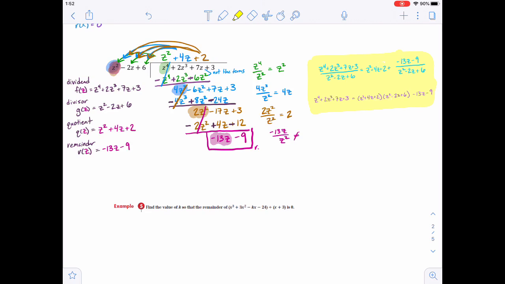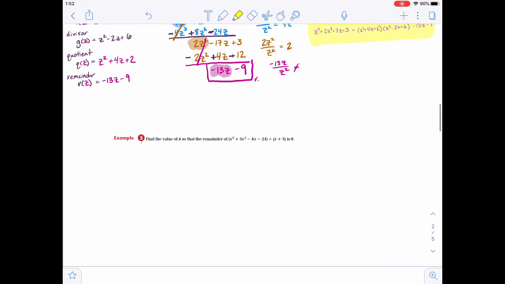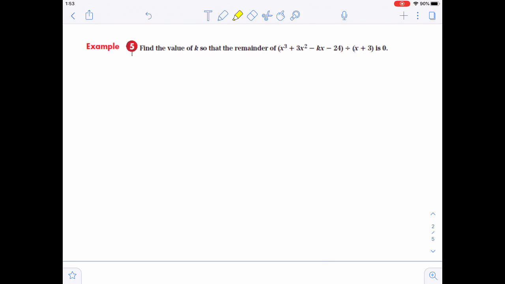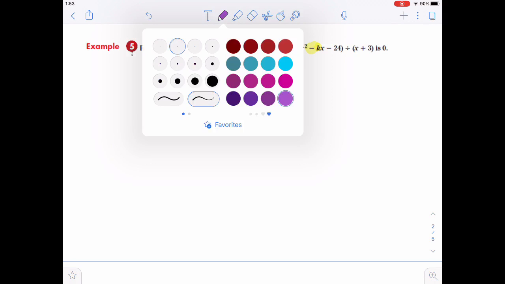Sometimes we'll see questions where we're looking for a value and we can actually use polynomial division to find it. So we'll see problems that look like this. Find the value of k. Well, k is this coefficient here. Now it's negative, we're going to need to remember that. So that the remainder of x cubed plus 3x squared minus kx minus 24 divided by x plus 3 is 0.